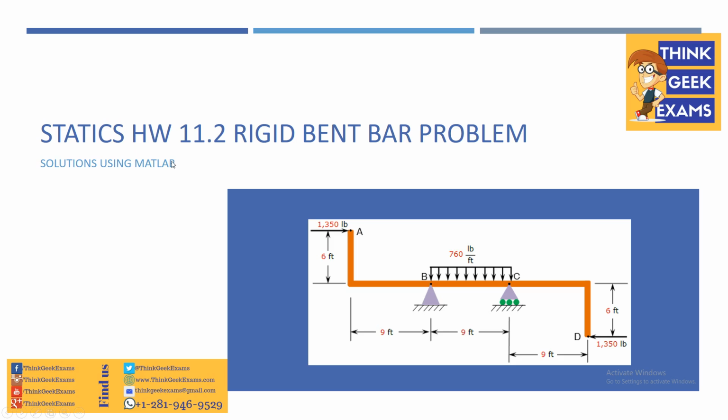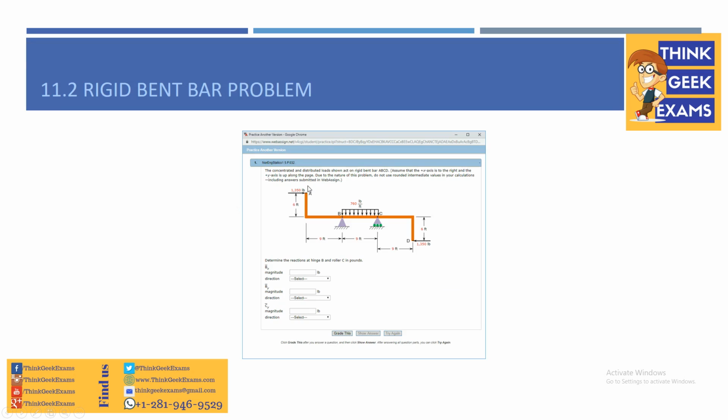Hi, so this is Statics homework problem number 11.2. This has to do with a rigid bent bar, so it's a bent bar, and so there's two pivots. One is on rollers, and there's also a distributed force, and there are concentrated forces over here and over here, and the dimensions of where the forces are acting are given. So let's look at the problem.